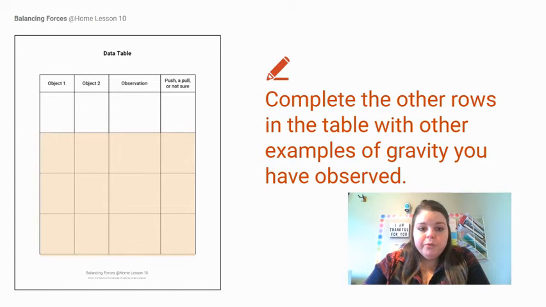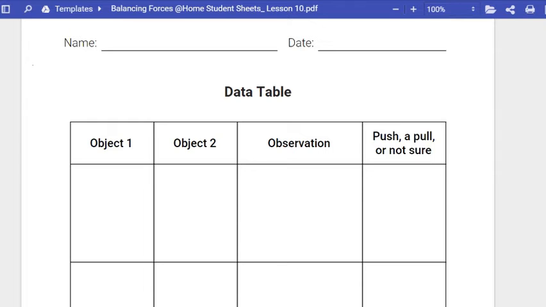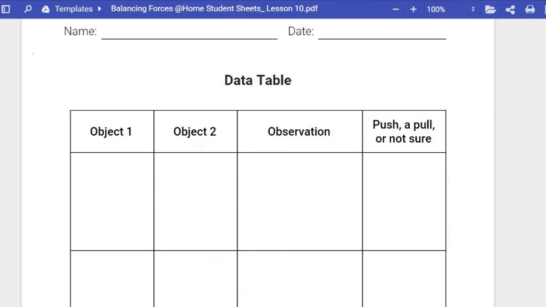I'm about to show you what that looks like, and when I'm done, it will be your job to finish the table. So you're going to complete the other rows in the table with other examples of gravity that you have observed. You can use the examples that you observed on Monday, or you can go around your house and look for more examples. Your choice. In Kami, this is the assignment that you will pull up and work on when you're finished watching this video.